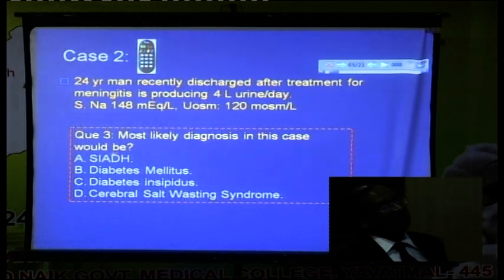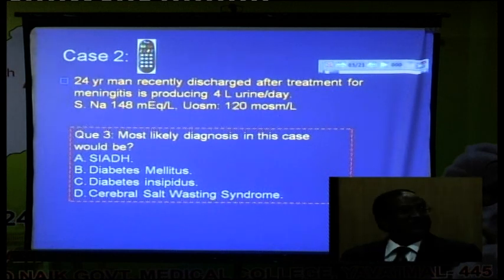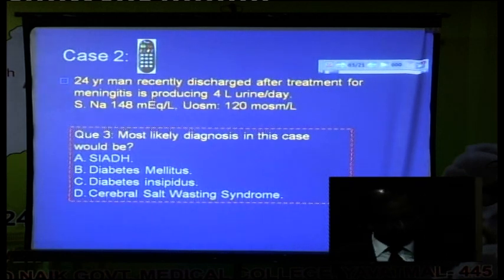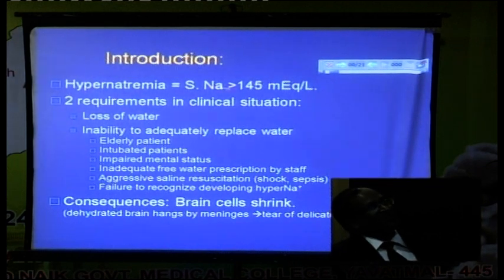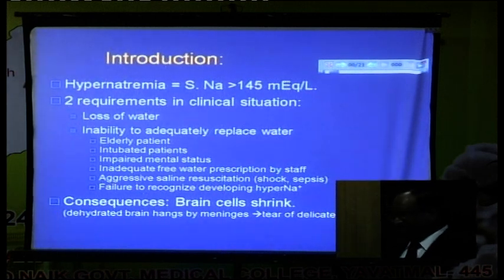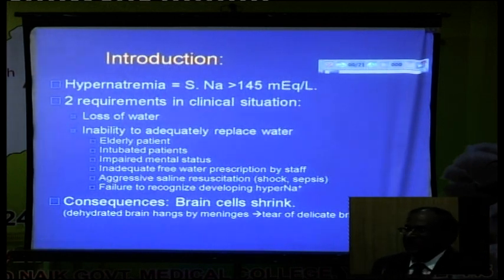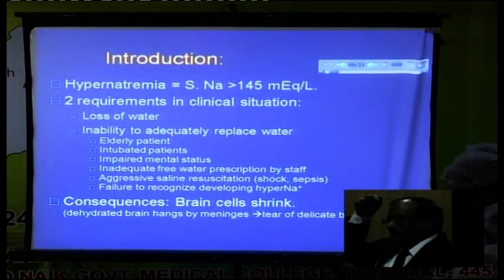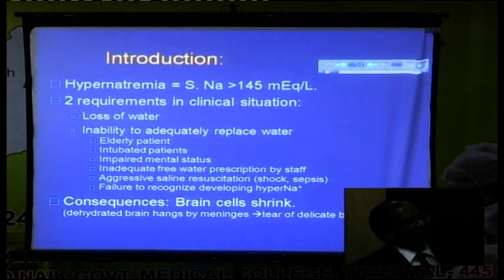In SIADH, the sodium is low. Normal sodium is 135 to 145. This is 148, it's on the higher side. This patient actually has diabetes insipidus. How do you approach hypernatremia? I told you, very simple. It just means the patient needs more water, there is loss of water. We have to find out what is the source of water loss. Why are we scared of hypernatremia? It's because with hypernatremia the brain shrinks, and when the brain shrinks, there are these bridging veins. They get pulled and they can break, and you can get intracranial hemorrhage.